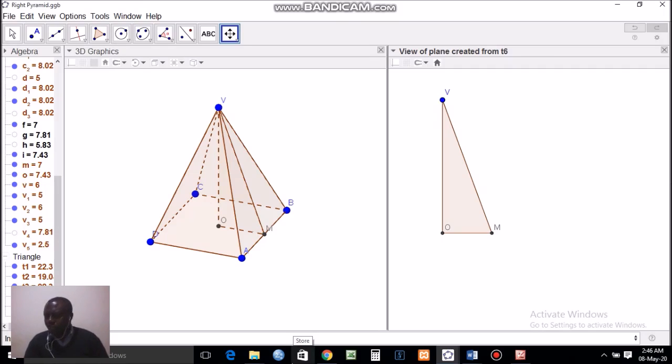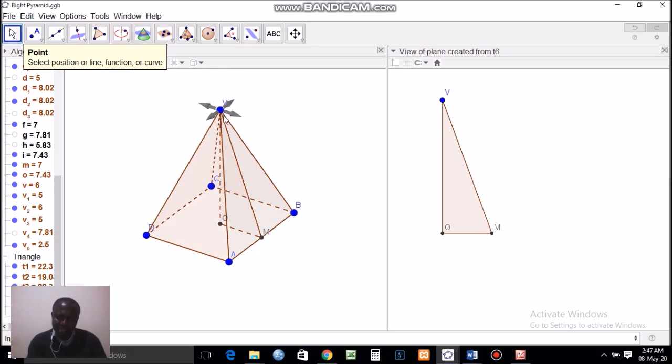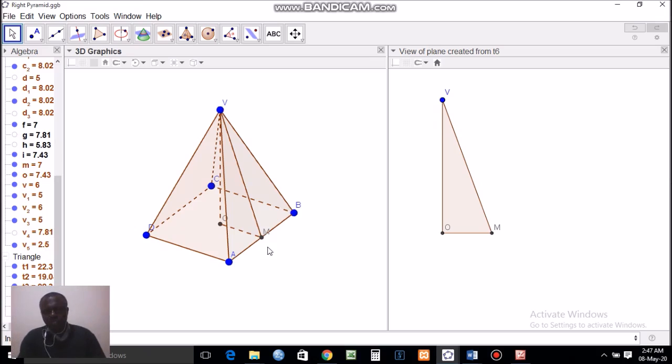Finally, we look at Roman 4, where we are required to calculate the length of VM. Once again, in our diagram, you can see VM. VM is actually the slant height on this face. Remember, VB are called slanting edges, but if you take one of the triangular faces and get its height, we call that one slanting height. So VM is the slant height on this triangle here. So we are supposed to get the length of that slant height.